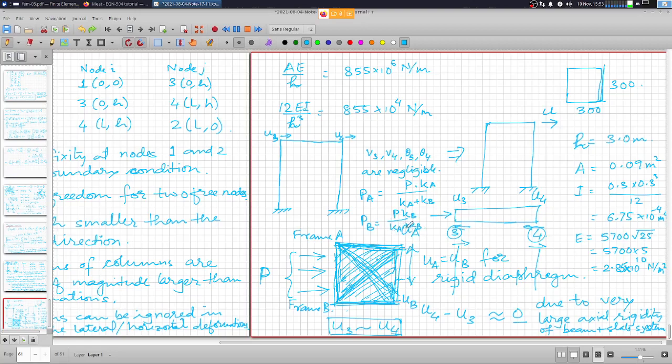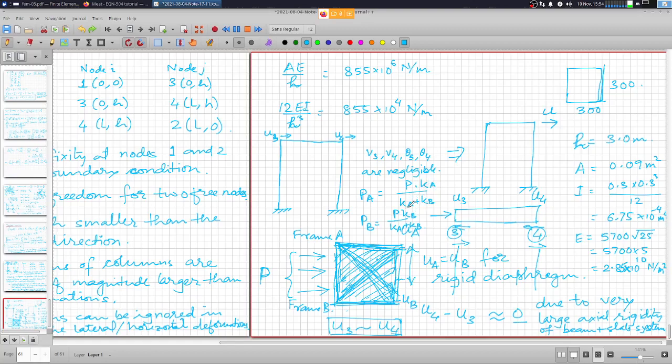So P by Ka plus Kb is the total deformation, the lateral deformation, that is, the total lateral force divided by the lateral stiffness. So that is the horizontal displacement, and in order to keep the same horizontal displacement for both the frames, UA and UB to be equal, the force that will be taken up by the respective frames has to be in proportion with their respective stiffnesses.